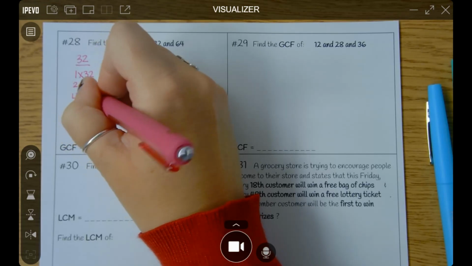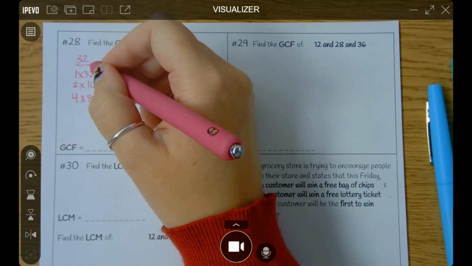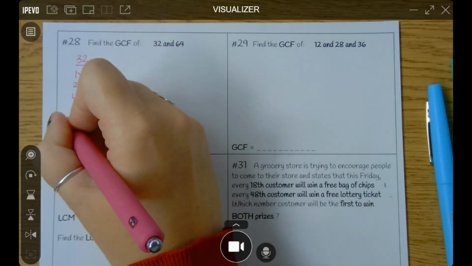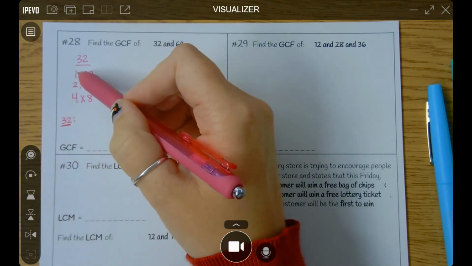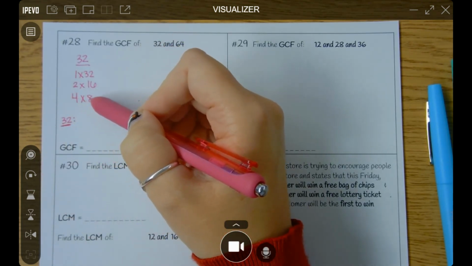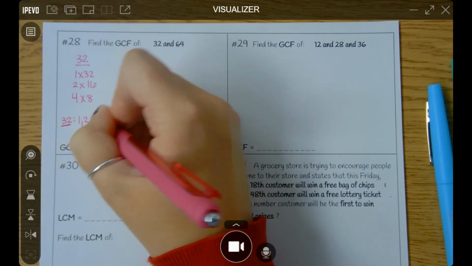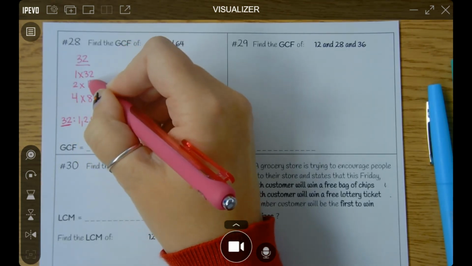Can 5? No, because it doesn't end in 5 or 0. Can 6? No. 7? No. 8 is already used, so now I know that I have all of them. And then when you go to list the factors for 32, go in order. You have 1, 2, 4, and then back up: 8, 16, 32. So 1, 2, 4, 8, 16, and 32. You can kind of just follow that little U shape.